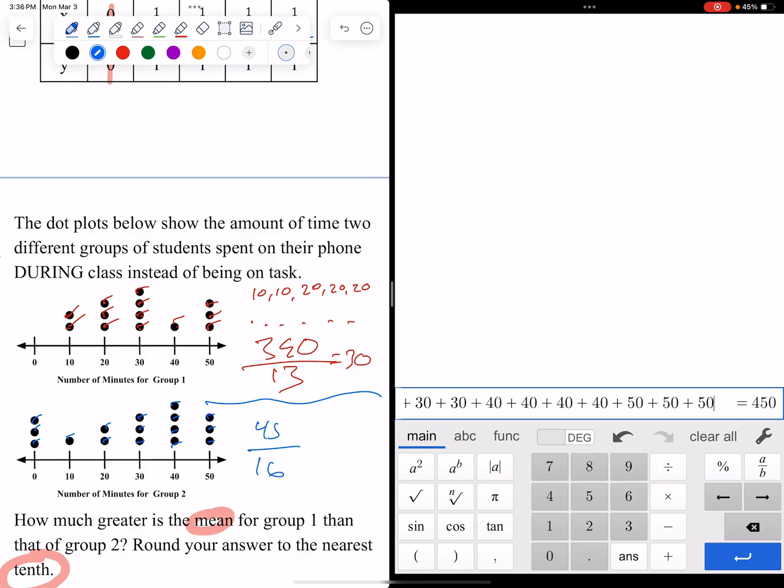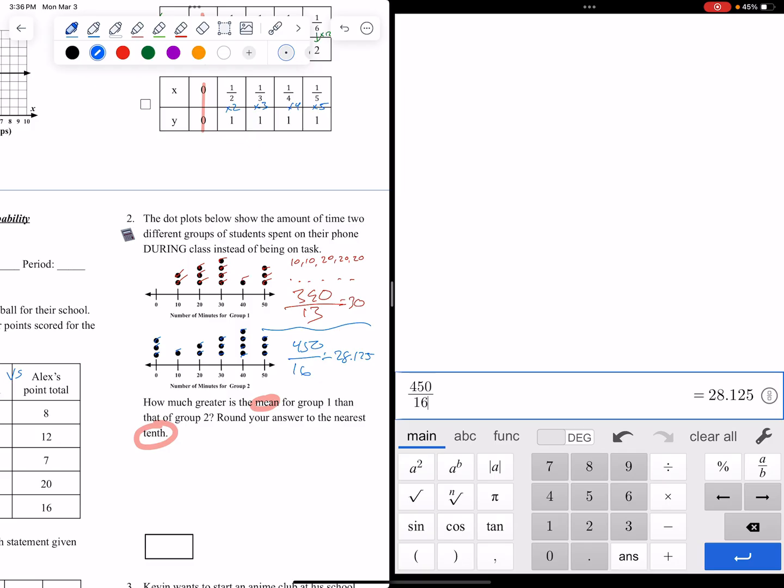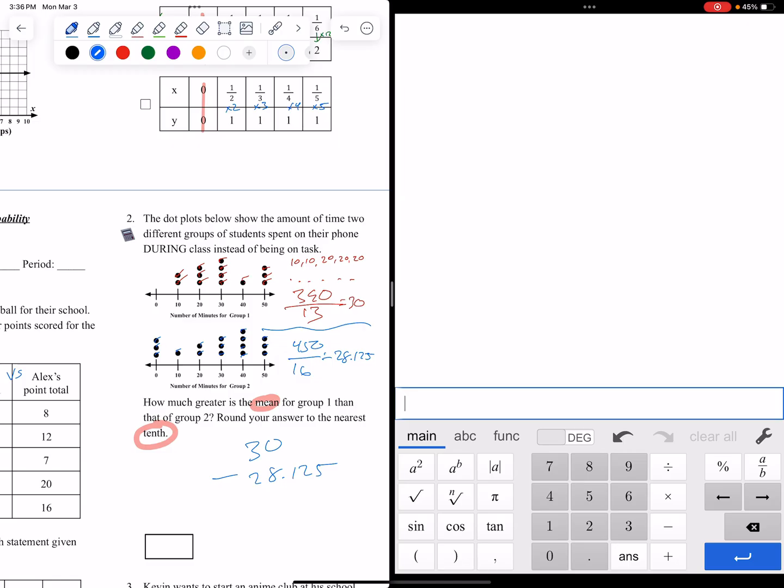So then my total is 450. Okay, so let's take 450, divide that by 16, and I get 28.125. So, how much greater is the mean for group 1? Well, it is greater, so I probably did the right counting. So in that case, I have to subtract. So 30 minus 28.125, so calculator time.